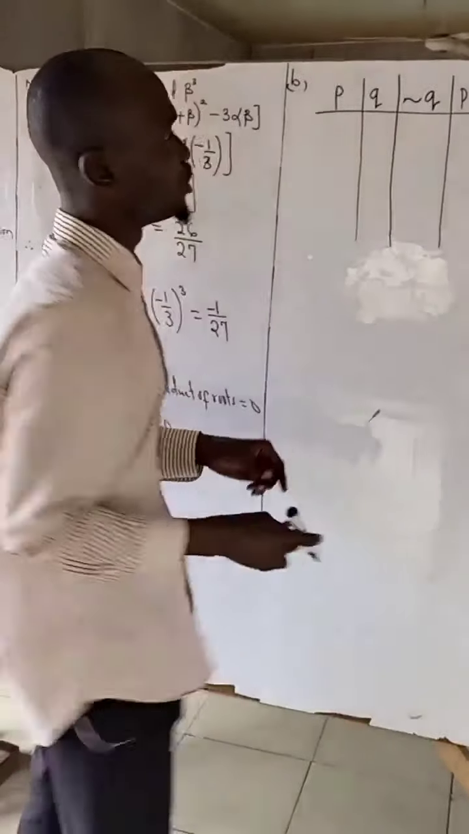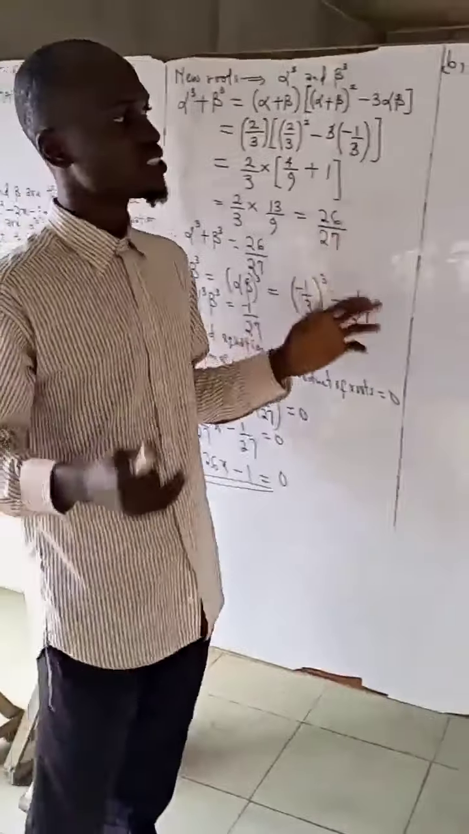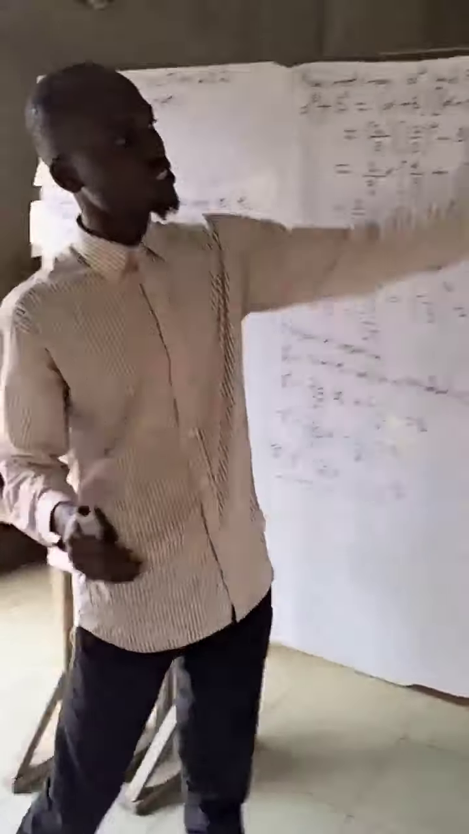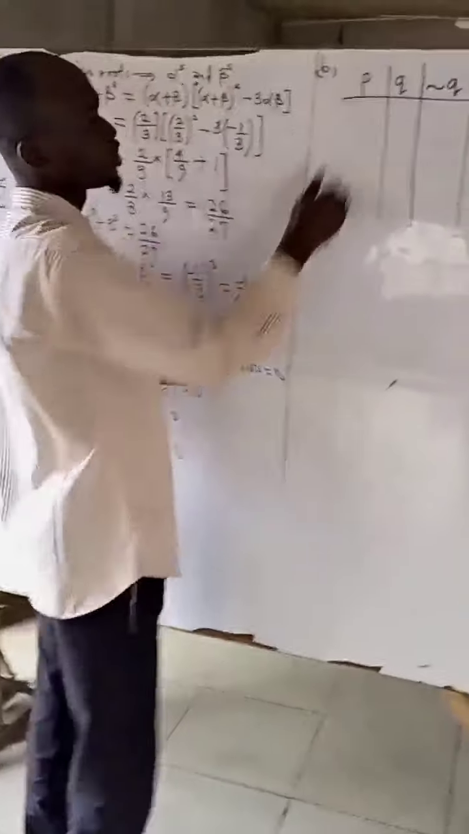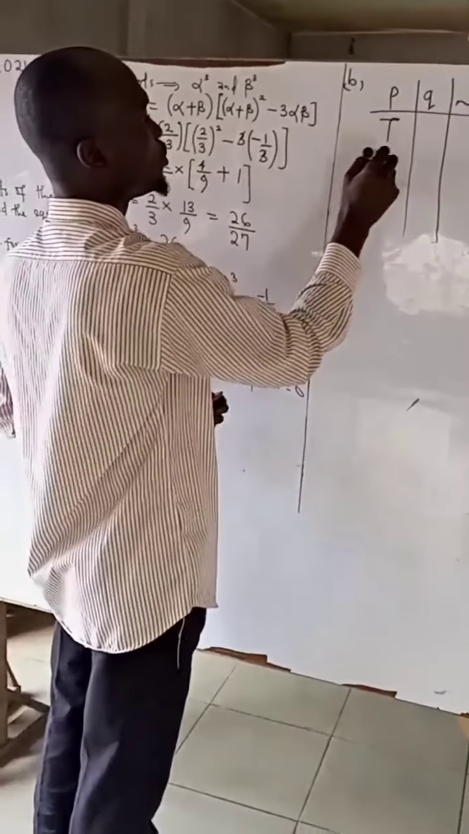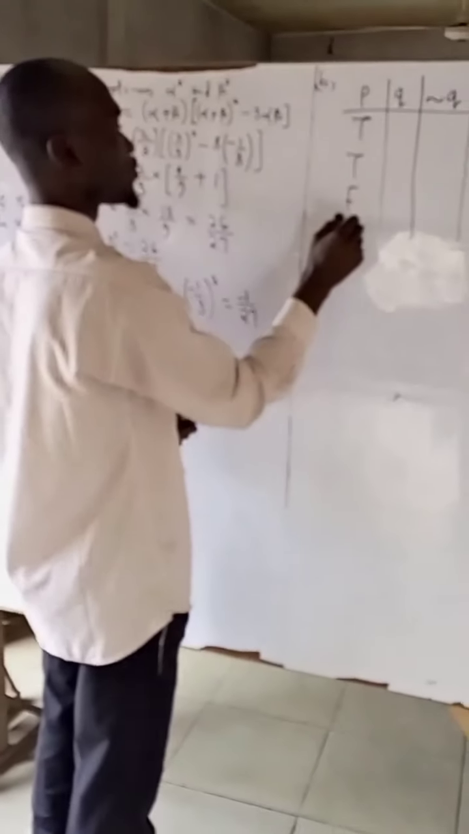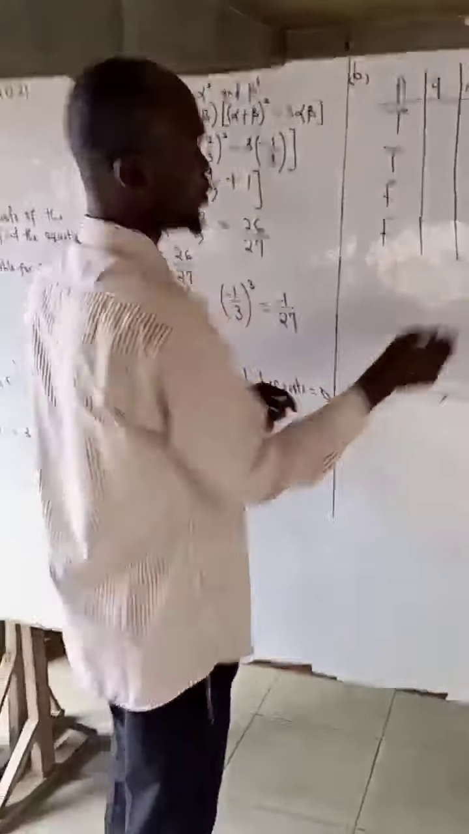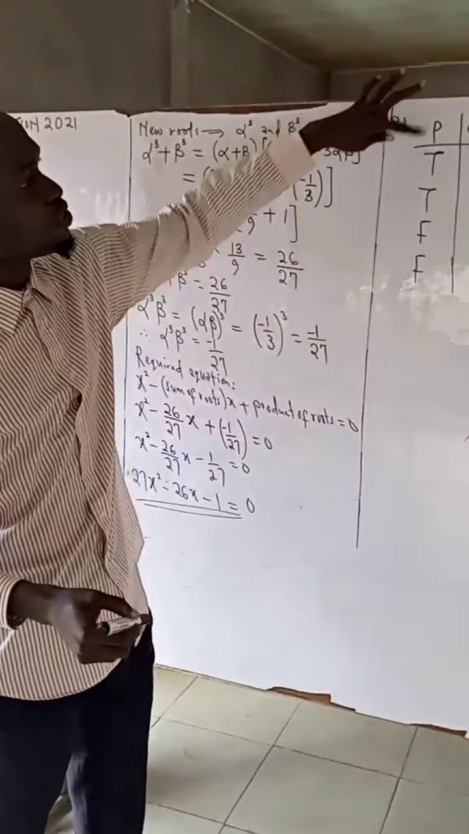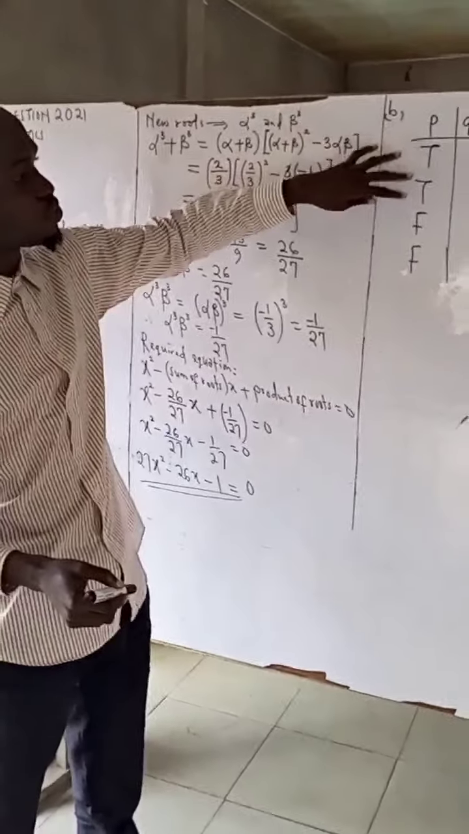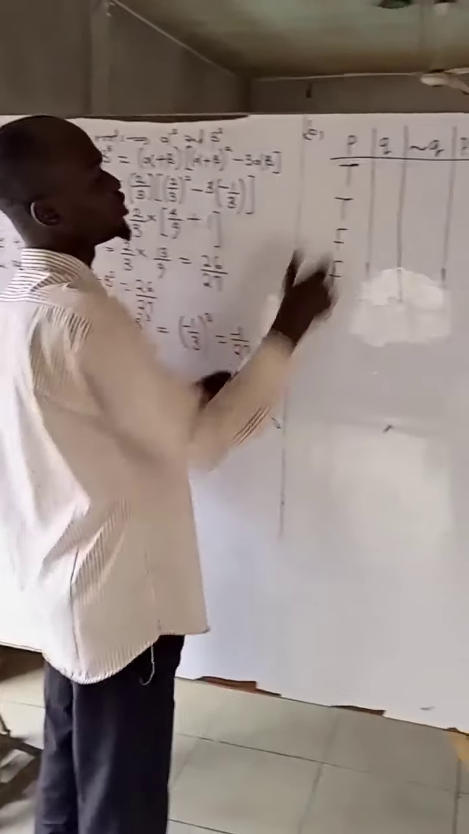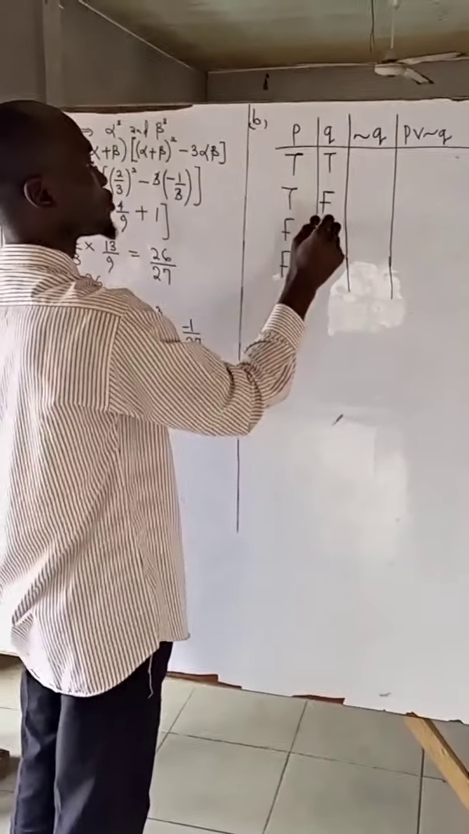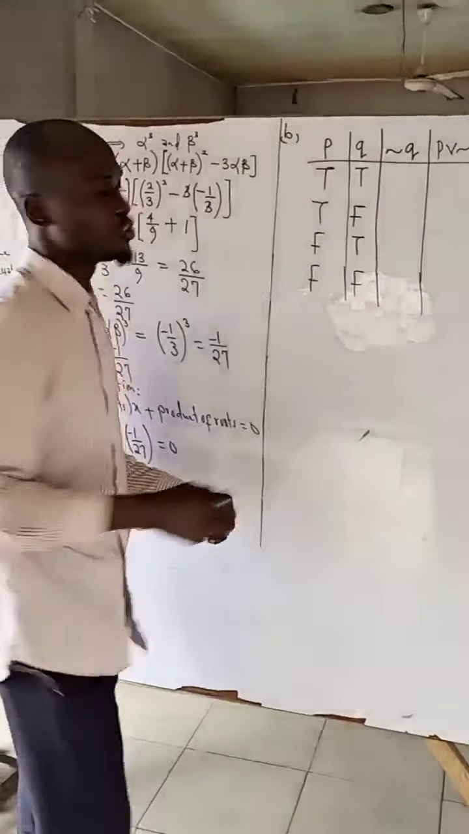So this is what we need. Now, this question is on logic. It is standard from logic that we keep true, true, false, false as the truth values of P. And that means it is also standard to have true, false, true, false for Q.